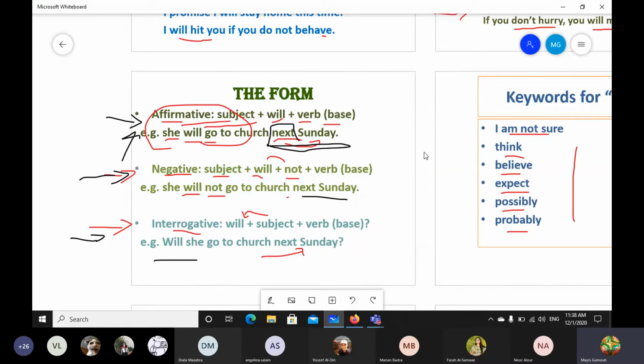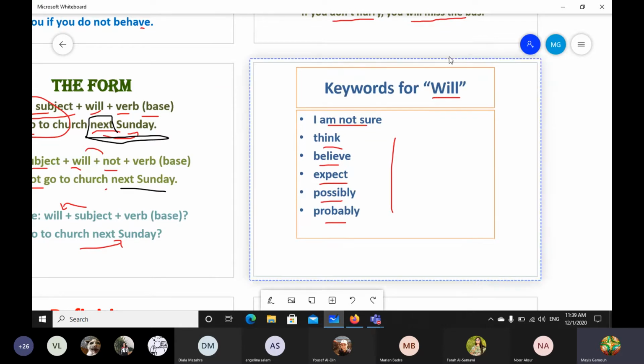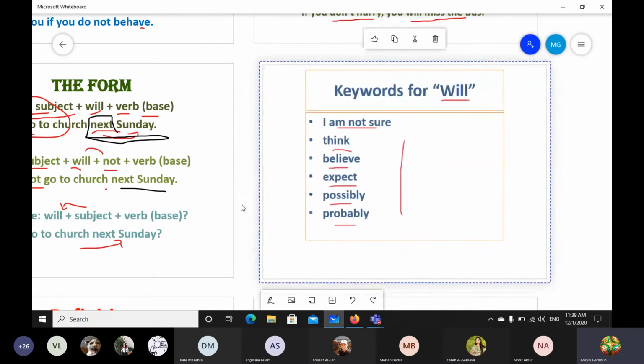Now we move to the keywords. Because I am not certain regarding something, I'm not sure 100%, our keywords will be such as: I am not sure, think, believe, expect, and expect means يتوقع, possibly, or probably. So these are the keywords that you have to memorize because they will appear in your sentences when using will.